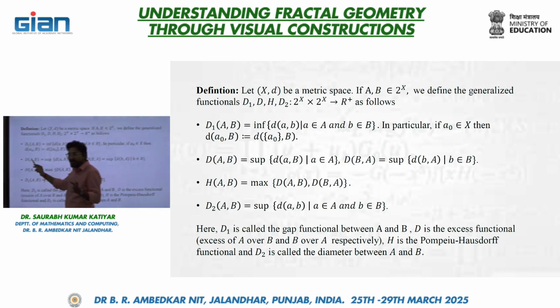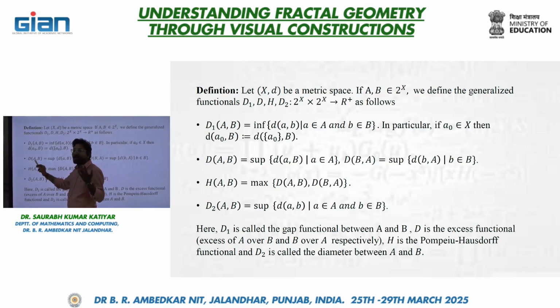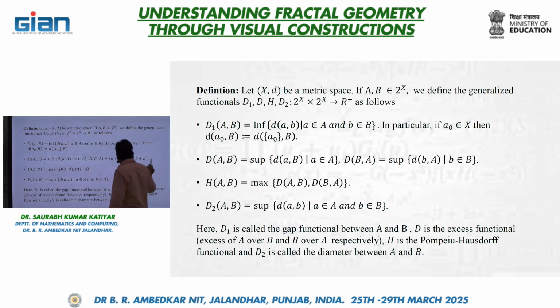Till now we were discussing d of A comma B and d of B comma A. So d of A comma B is clear to everyone, right? H of A, B is the maximum of d of A comma B and d of B comma A. But there are two more distances, d1 and d2. So d1 is nothing but the infimum of d of a comma b such that a belongs to A and b belongs to B. All these kinds of distances, and you take the infimum. Okay.